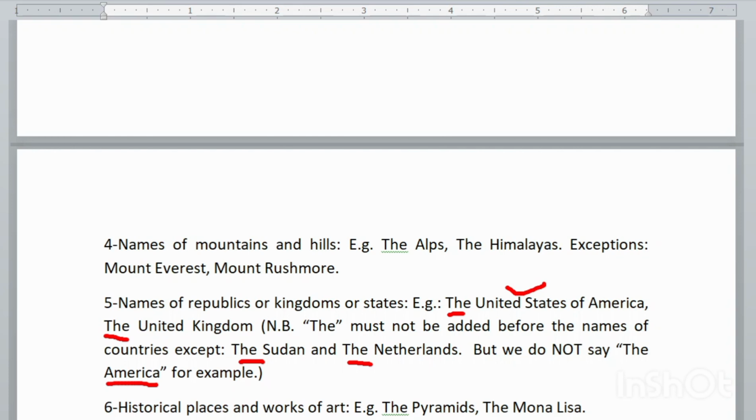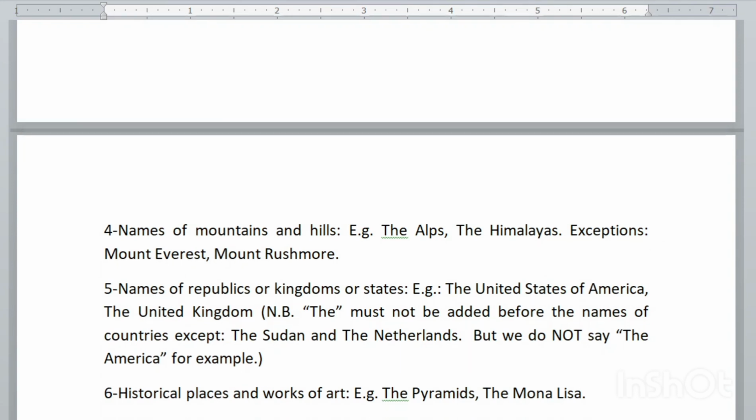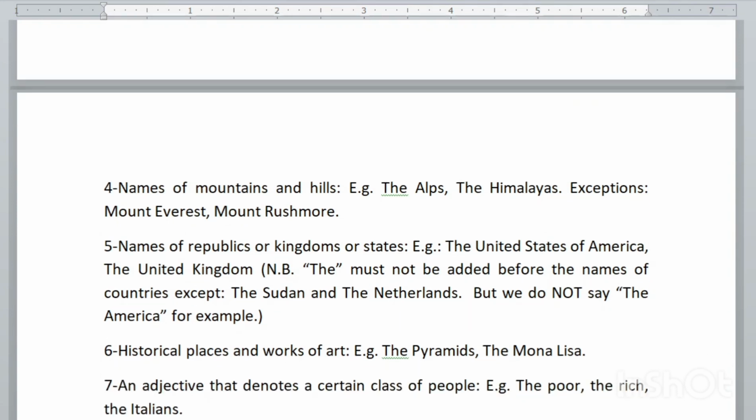Okay, next rule is historical places and works of art. Can we use the article the before historical places? Yes, we can use it. For example, the pyramids, the Mona Lisa. Likewise, we can use the pyramids and the Mona Lisa. We can use it.